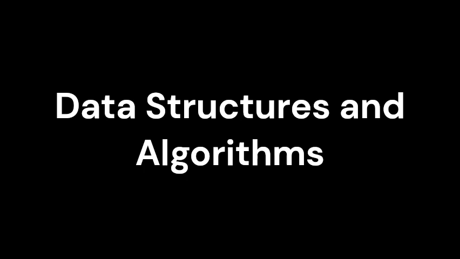8.9 Summary. A summary of the key concepts and techniques covered in the chapter on disjoint sets. 8.10 Disjoint sets, problems and solutions. Solving problems related to disjoint sets, including implementing the disjoint sets data structure, performing union and find operations efficiently, and optimizing disjoint set algorithms.